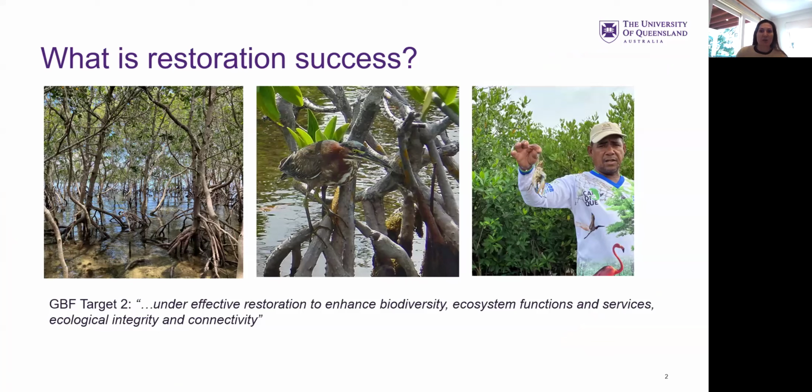This is related to what you are trying to achieve, or your desired outcomes from restoration. And in coastal wetlands, there are lots of different reasons why people undertake restoration: to store blue carbon, to recover biodiversity, to support fisheries, and to improve water quality, for example. And under the Global Biodiversity Framework Target 2, this is to enhance biodiversity and ecosystem function and services and enhance ecological integrity and connectivity.